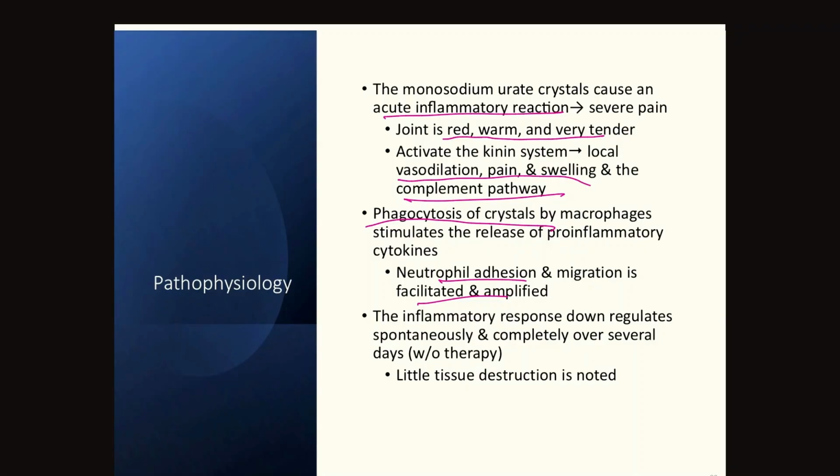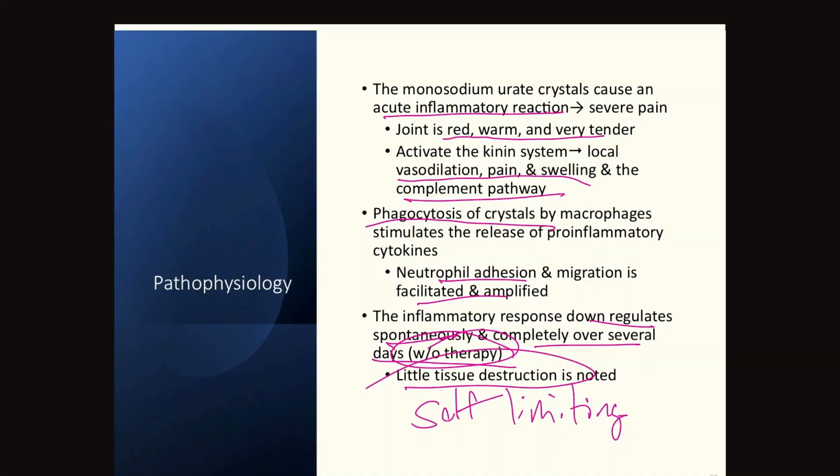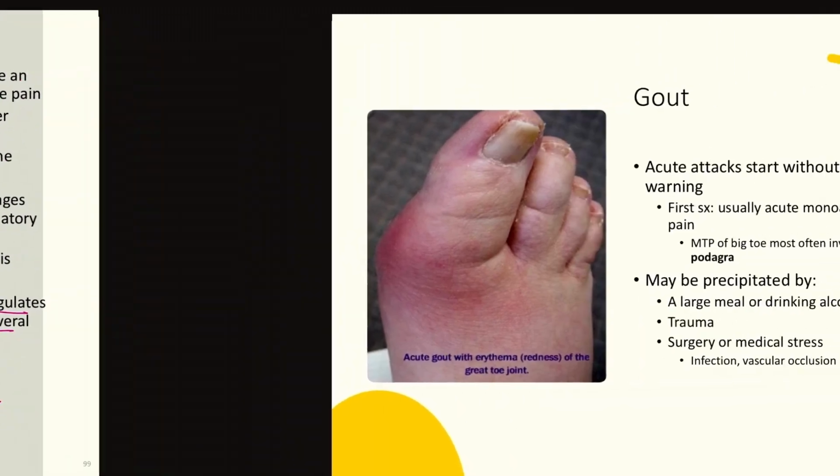Inflammatory response will downregulate spontaneously and completely over several days without therapy. So gout is what's called self-limiting. Means it will take care of itself, it goes away on its own. Just like the common cold, it's self-limiting, it goes away, you just gotta ride it out. Usually little destruction to the tissue on a first flare-up, but when it's the repeated ones, you start getting problems.